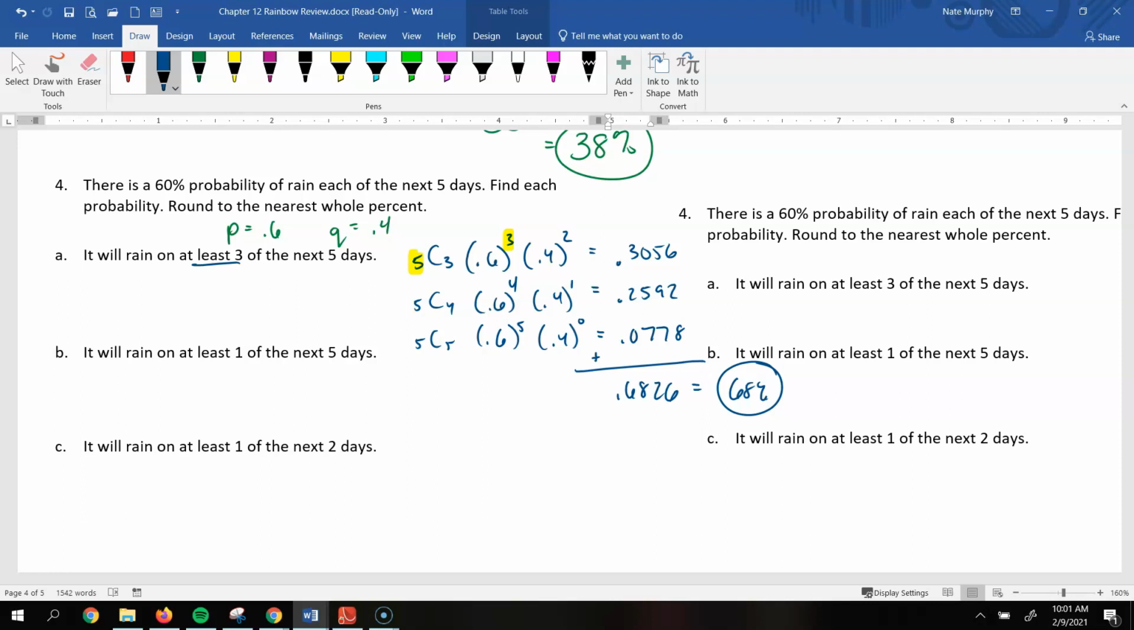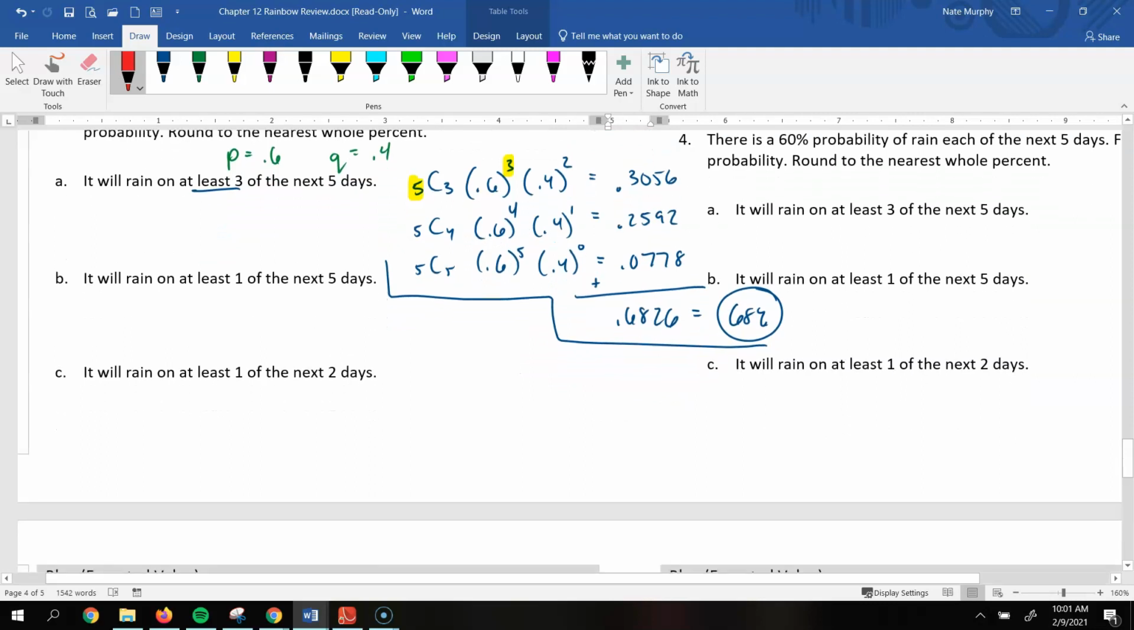Okay, let's look at part B. Now, part B, it says it will rain on at least 1 of the next 5 days. Now, we could do this in one of 2 ways. The hard way or an easier way. The hard way is pretty straightforward. Okay, at least 1 of the next 5 days.